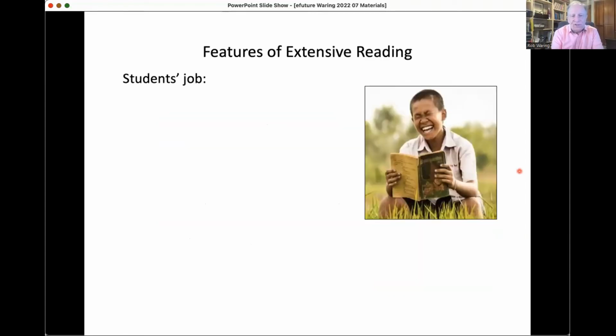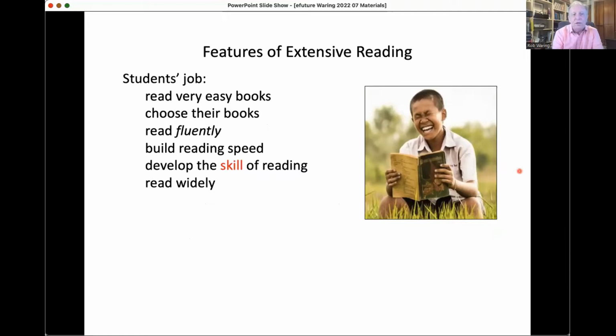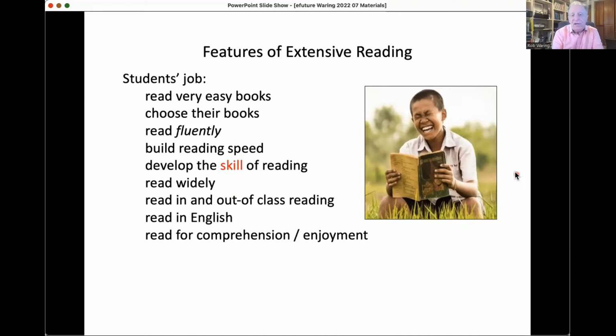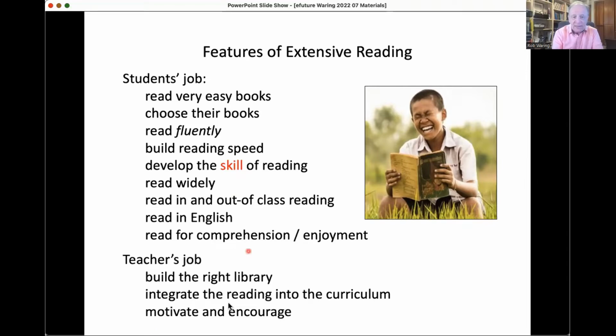So therefore, the student's job is to read the easy books, choose their books, read fluently, build their reading speed, develop the skill of reading, read widely, read in and out of class. In class so you can monitor them, out of class so they can do a lot of practice. They read in English, of course, and they're reading for comprehension and enjoyment. The teacher's job, as I said, is to build the library. So we're going to talk now about what that means.